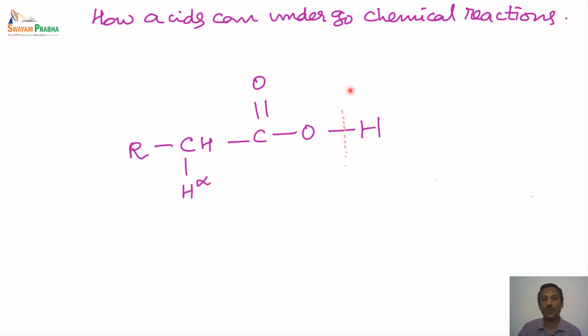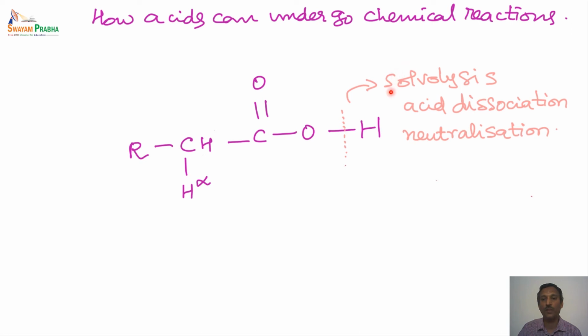The first one is, as I showed here, we can break the oxygen-hydrogen bond. This reaction is simply called solvolysis or acid dissociation or neutralization reaction. Because once you remove this acidic proton and treat with a base, we end up with the salt of this particular carboxylic acid. That is the neutralization reaction. Or when this dissociates, it becomes H plus and the COO minus ion.